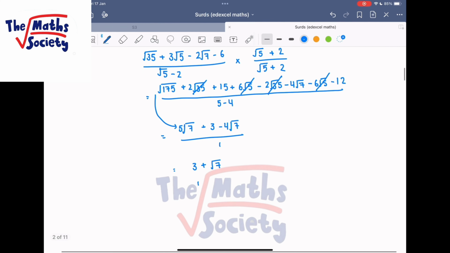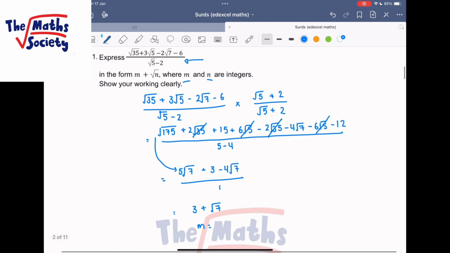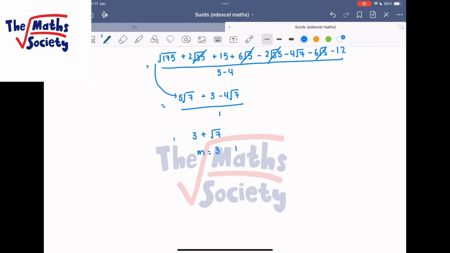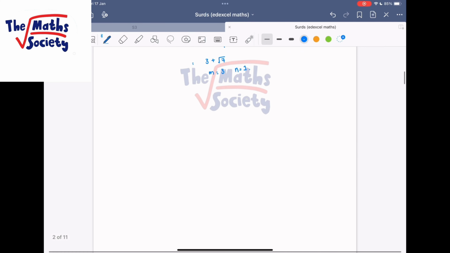So we know that we need m and n, so m is going to be 3 and n is going to be 7, and that is your answer.